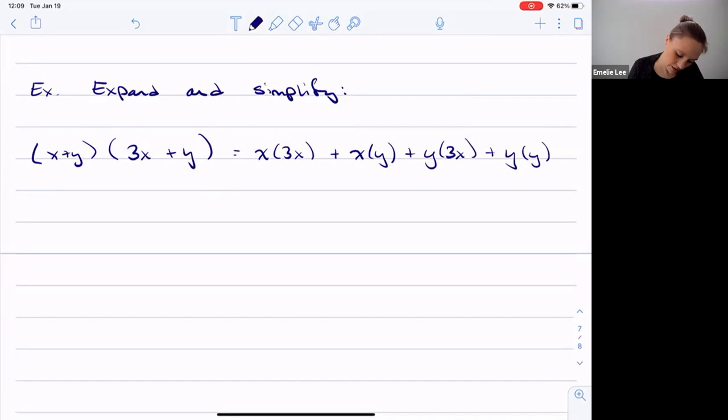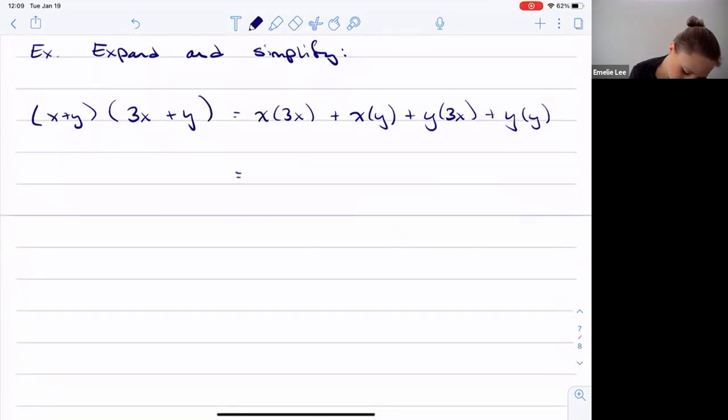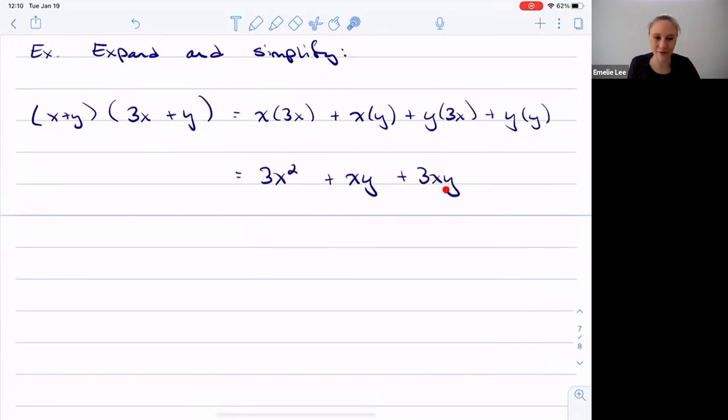Okay. So this becomes 3x squared plus xy plus 3xy, because I like to have the same order, since now I see that I'll be able to combine these, and then plus y squared. Of course, this is just where we're beginning. If it's feeling like a bit much, don't worry, we're going to do a lot of practice, and it's going to get better.